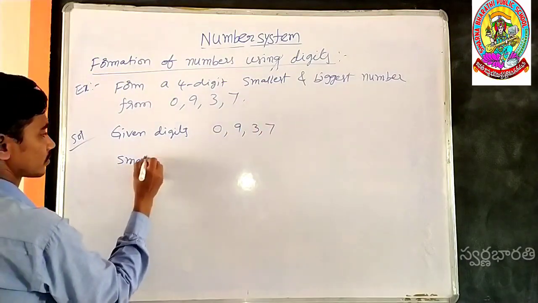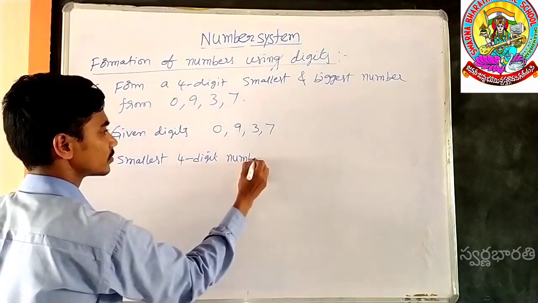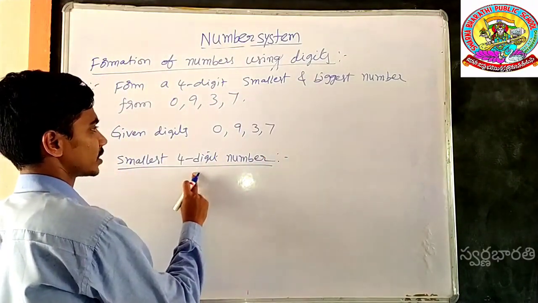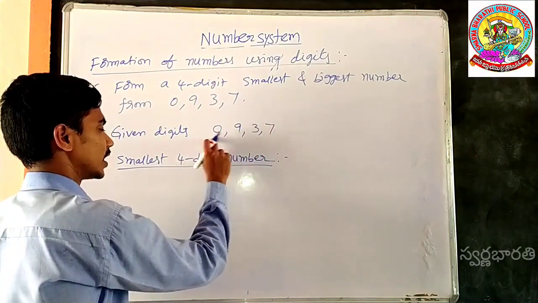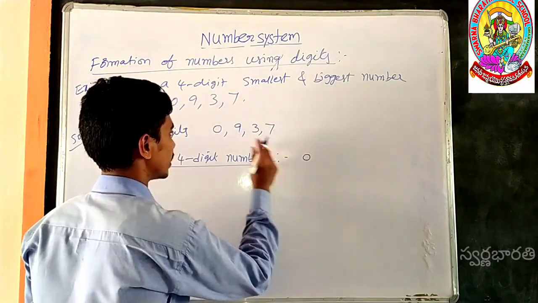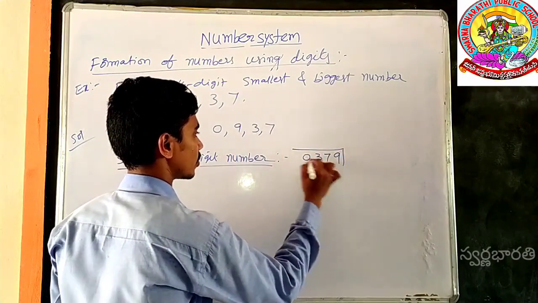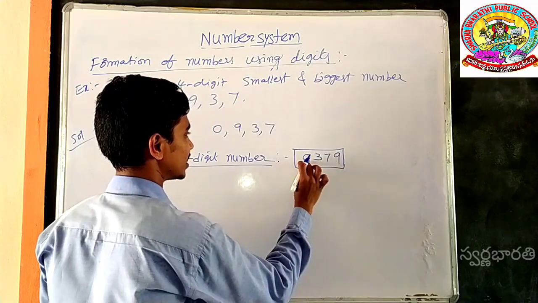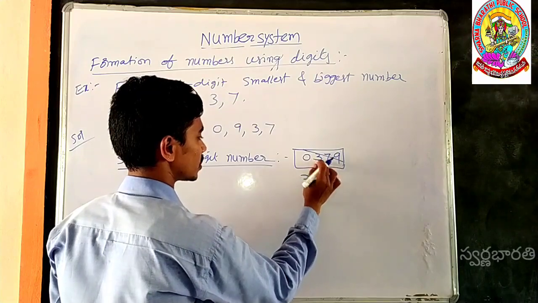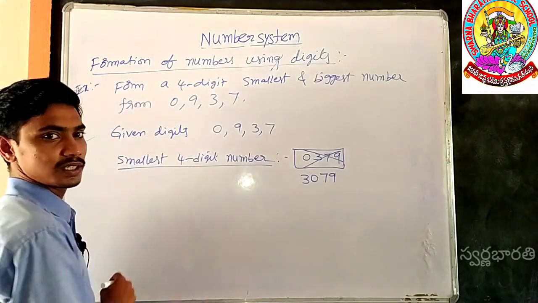Smallest 4-digit number. If you want to arrange the smallest 4-digit number, simply arrange the given digits in ascending order. Here the smallest digit is 0, then after 3, then after 7, then after 9, but it is not a 4-digit number because 0 is at the extreme end. So that's why insert 0 in between the next 2 digits. 3 0 7 9 is the possible smallest 4-digit number.